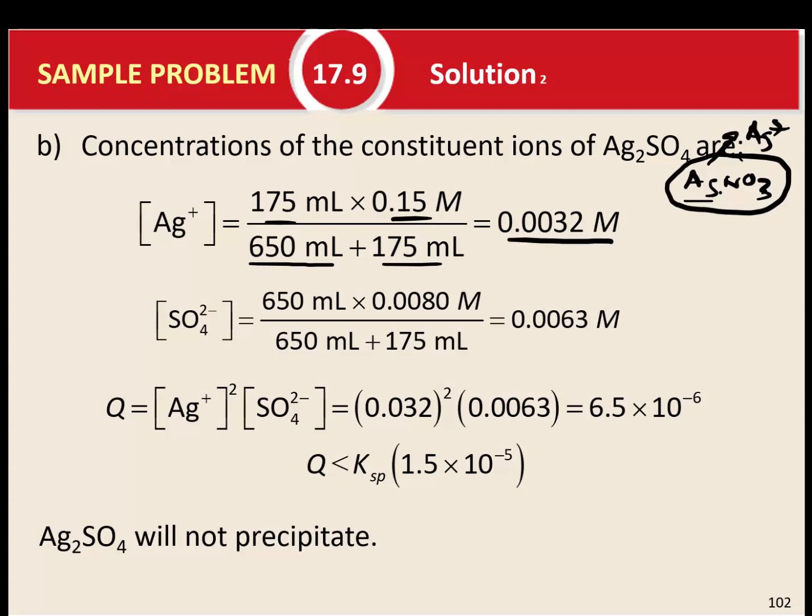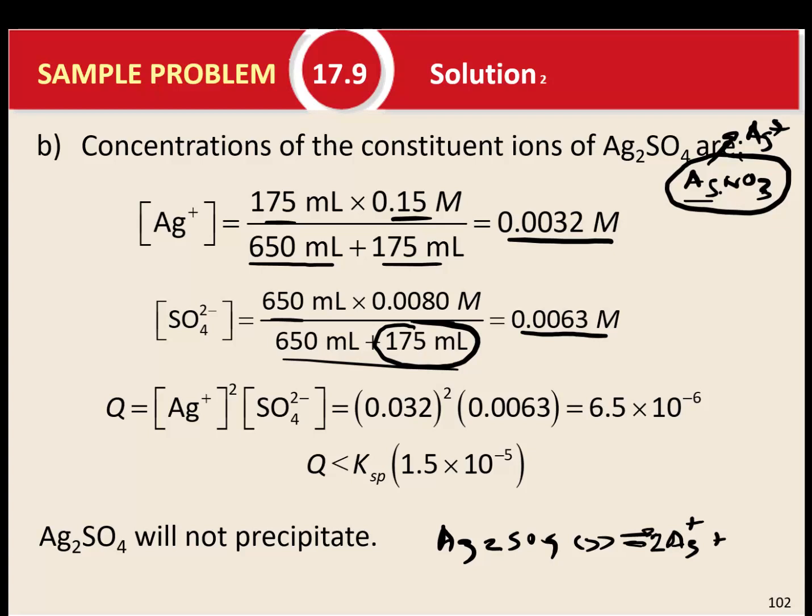The sulfate ion we've already done. It's 650 times its concentration divided by our new volume. It's not the same as the other one because there's only 175 of the silver nitrate. But this is the concentration of the sulfate ion in the solution. Again, what are we doing here? We're going silver sulfate solid dissolves into silver ions, 2 silver ions, and 1 sulfate ion. And again, these are aqueous. So that's why the expression looks like that. Notice the 2 here to represent the coefficient of 2 here.